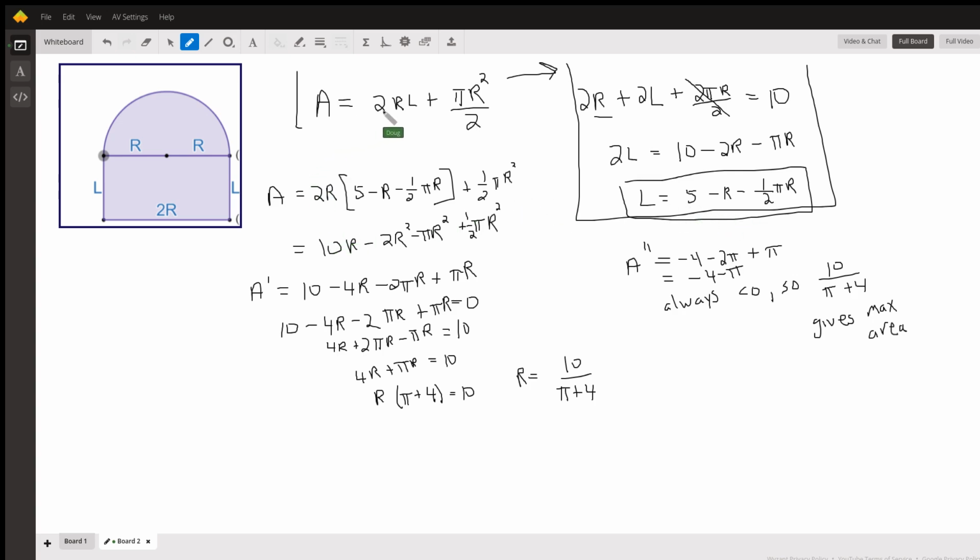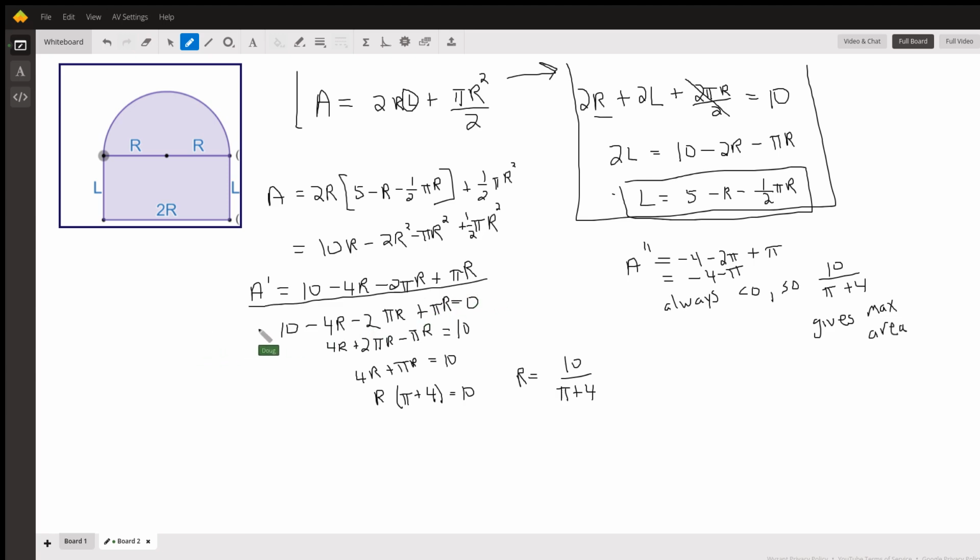So if I substitute this equation into the formula for area, for L, substitution, and simplify this, and then take the derivative, A prime, with respect to R, this is the derivative right here. And we want to know, when does that equal 0?